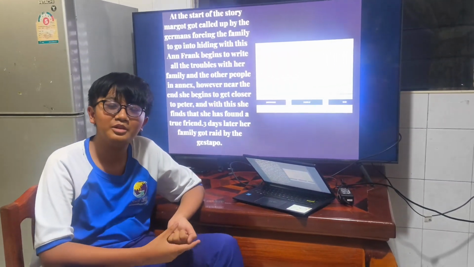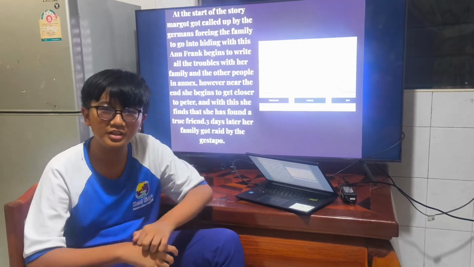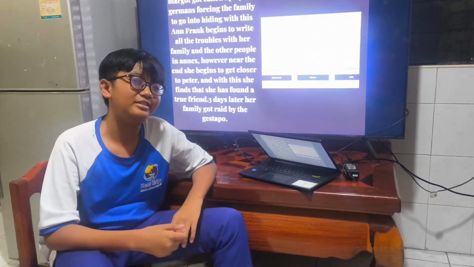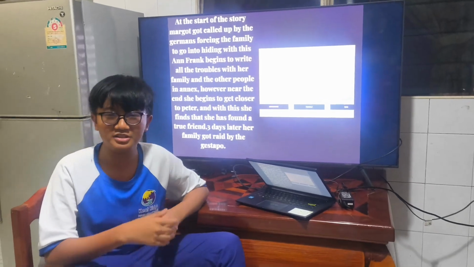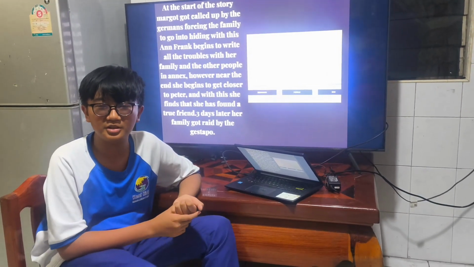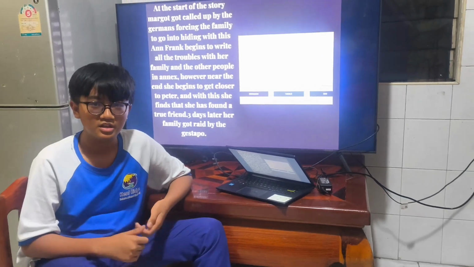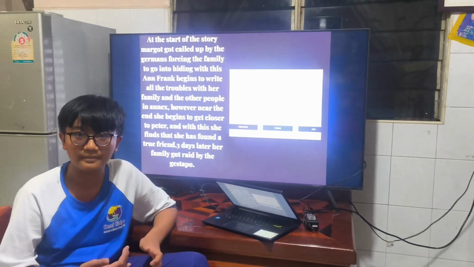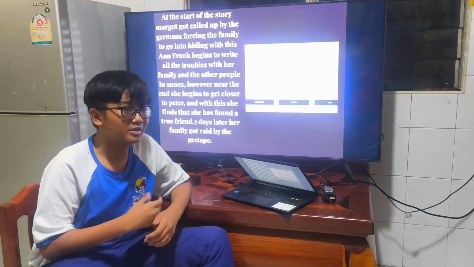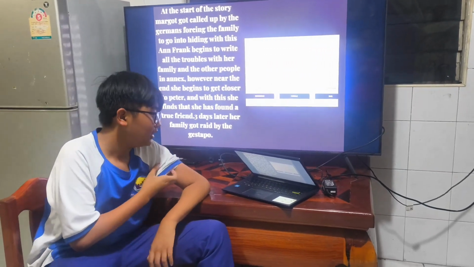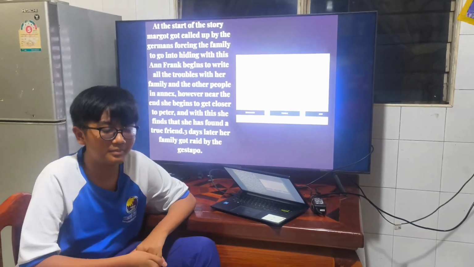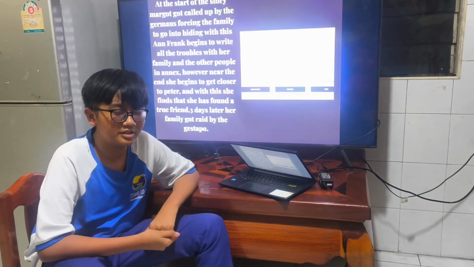Okay, so now for the main plot. At the start of the story, Anne Frank starts talking about her life at school and her day-to-day life. However, this quickly changes because her sister Margot got a call-up notice from the Gestapo, which basically means she's going to get sent to a concentration camp. This forces the Frank family to go into hiding early, in 3 days. And then she slowly starts to write about her day-to-day life.